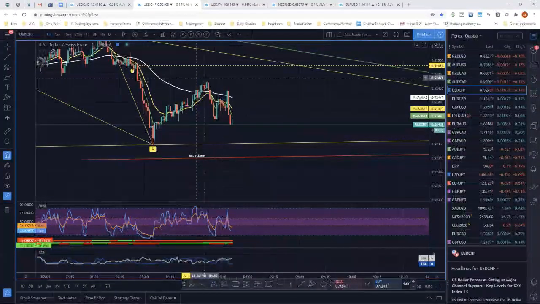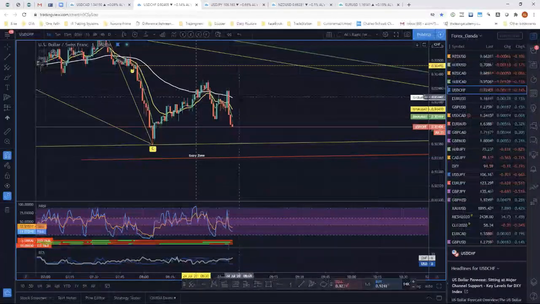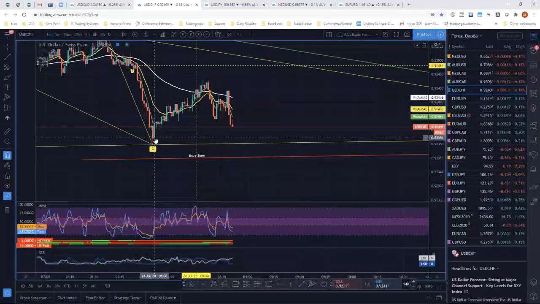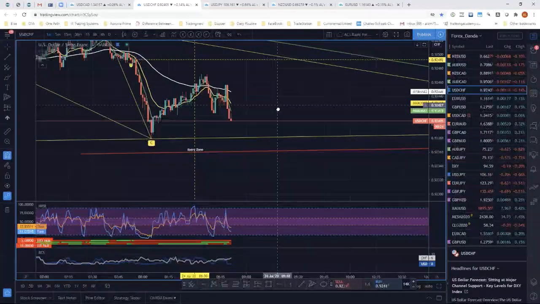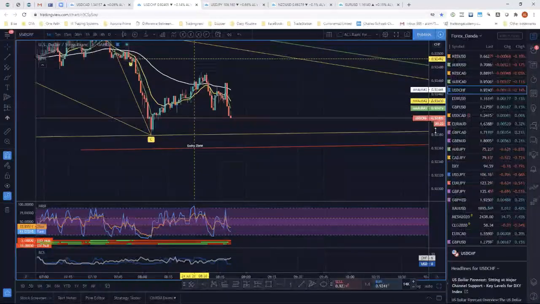This is an area where it bounced. So right now this would be the next areas. We'll be looking at the wedge now for the breakout.